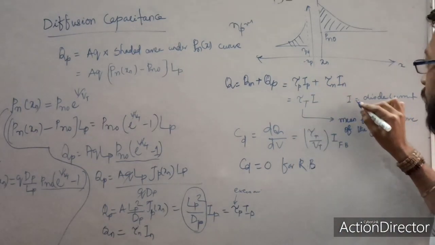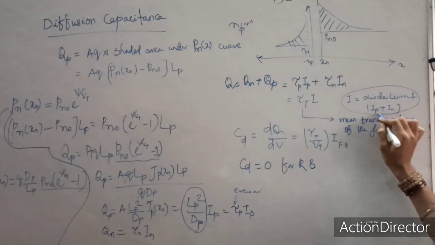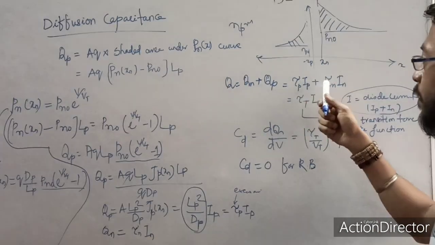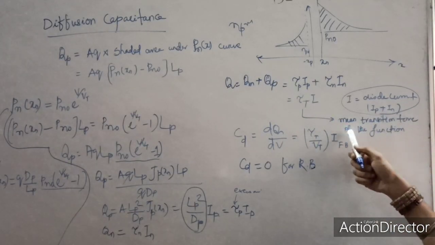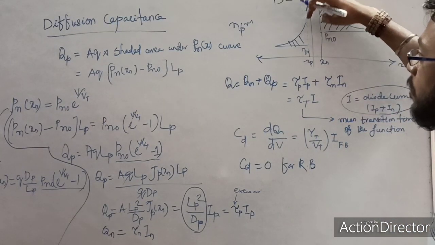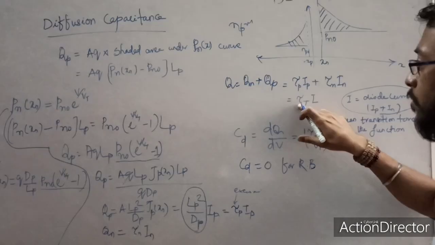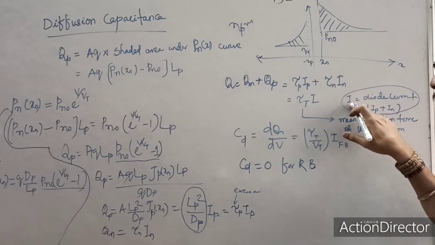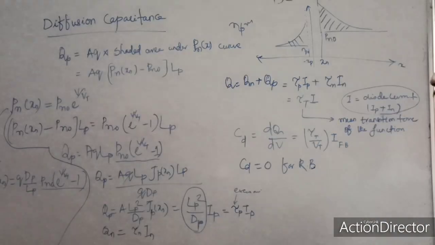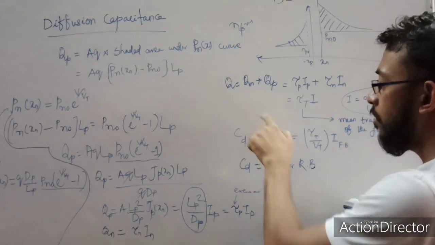In a diode, the current is nothing but Ip plus In. You remember this? For a diode, this is the current, Ip plus In. And tau p and tau n combined, I can write as tau t, which is the mean transit time of this junction. If I take tau t as common, Ip plus In gives me the diode current Id. Now I have to find my capacitance, which is the derivative of this charge with respect to V.